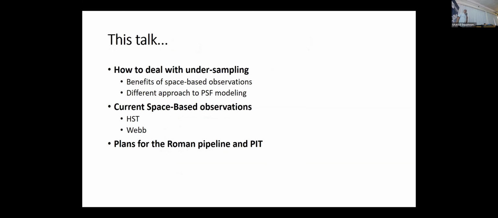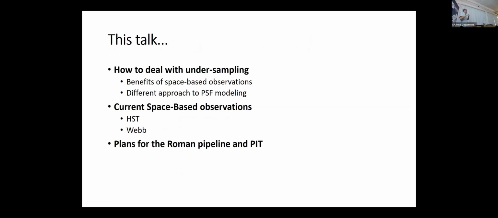So in this talk, I'm going to talk about how to deal with undersampling, benefits of space-based observations, and different ways to approach PSF modeling. The current space-based observations that I can play with are HST and JWST. Euclid is starting to get some good data. The techniques that I've been developing for HST and JWST, I understand they work perfectly for Euclid. I have some collaborators in Italy that have some early data, and they're using essentially the same techniques that I developed for HST and JWST, and I'm helping get developed for Roman.